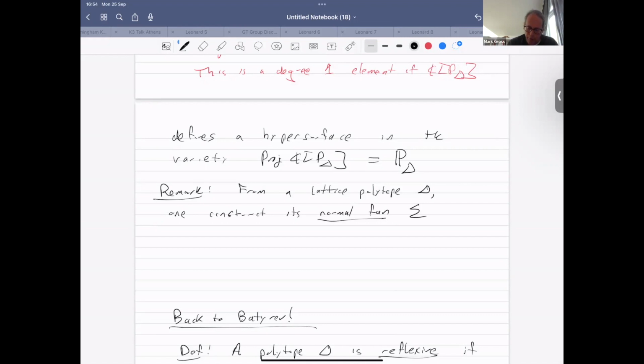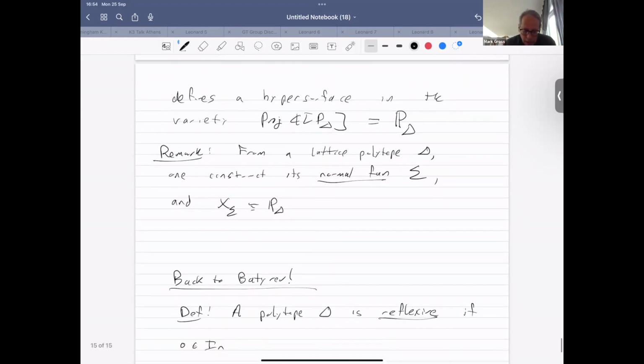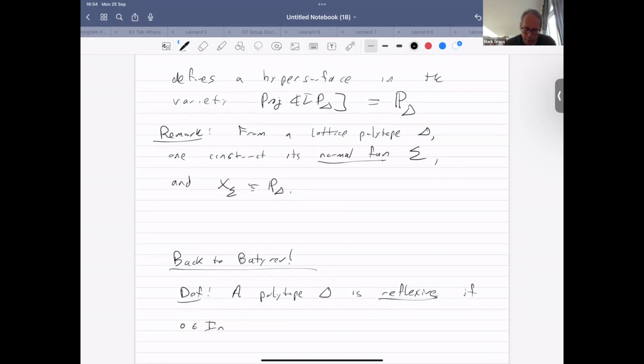Which I'll write as sigma, and X sigma is isomorphic to P delta. So the toric variety coming from the fan is the same. Let me just do a very quick example. I was planning to mention this, but didn't want to talk about it much at all, because we won't really be needing it.